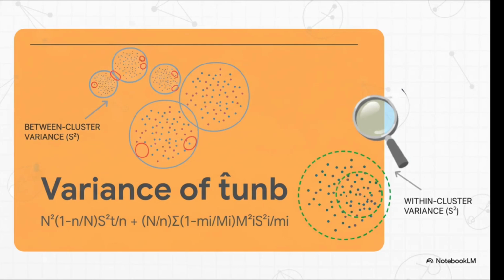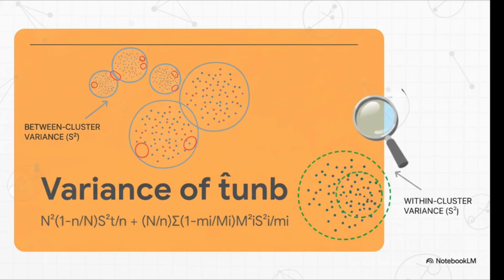Okay, deep breath. This formula looks like a monster, I know, but it's actually got a really neat logic to it. That first chunk should look kind of familiar. It's basically the variance from a one-stage cluster sample. It captures the variability between the clusters. But that second term, that's the new part.